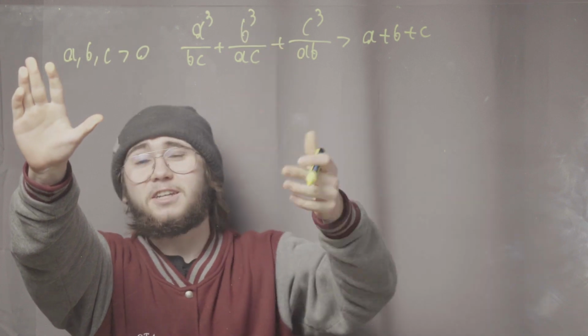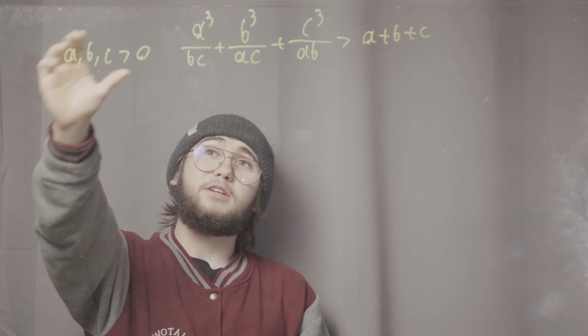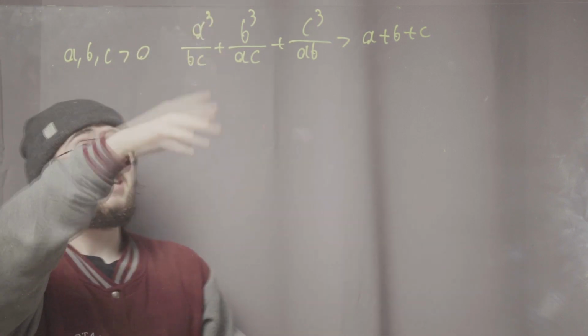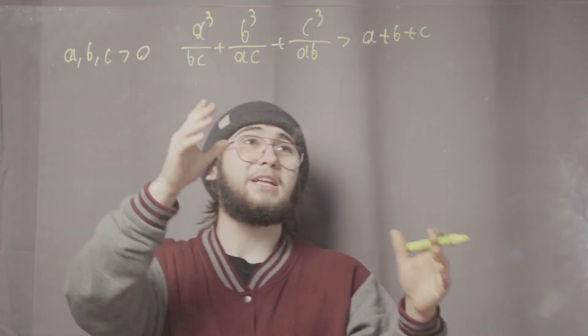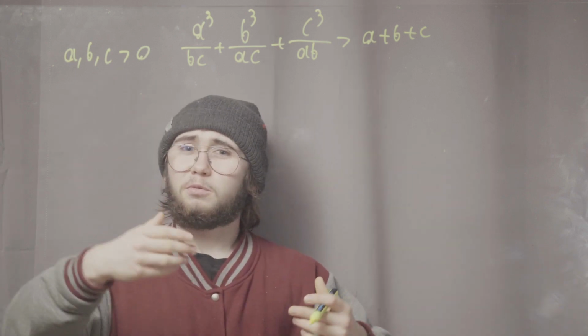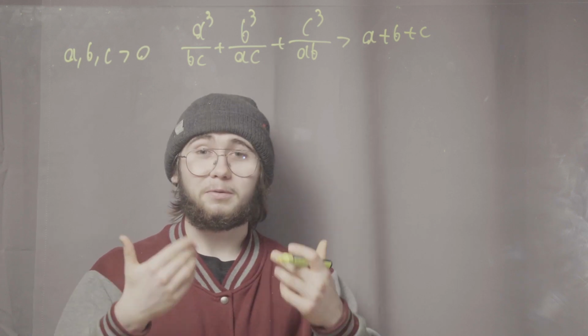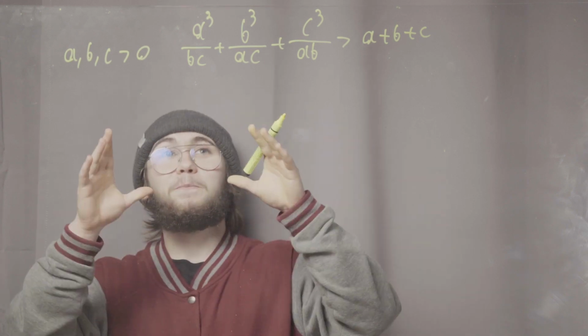We have a, b, and c that are positive real numbers, and we are supposed to prove that a cubed by bc plus b cubed by ac plus c cubed by ab is greater than or equal to a plus b plus c. Lovely. I would like to do it by AM-GM, because it's a video about AM-GM. So, how do you do this?